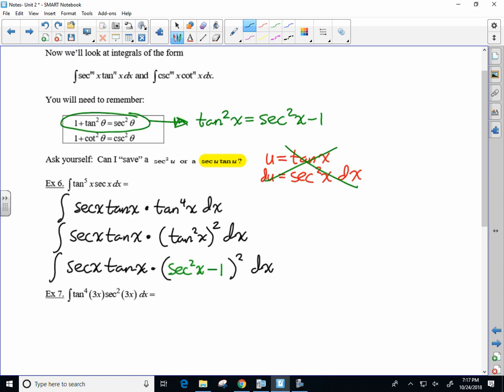You try saving a secant tangent. If this substitution didn't work, then I'd go right back to scratch and say, okay, well, maybe I have to save a secant squared. So it really is the second attempt or maybe even the third attempt in a trial and error approach that's really getting the job done. It only seems like I know what I'm doing. Let's just put it that way.